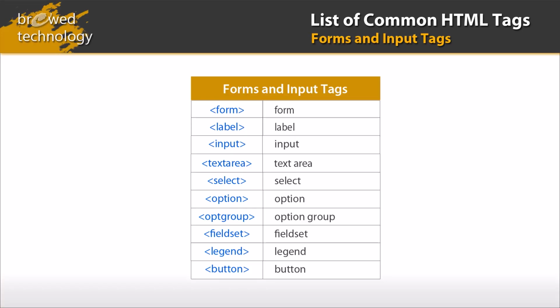Here are some of the commonly used tags for interactive web forms and data input purposes. These tags are form, label, input, text area, select, option, option group, fieldset, legend, and button.